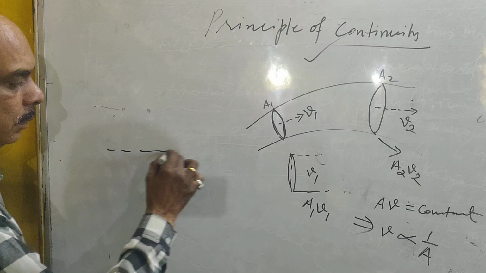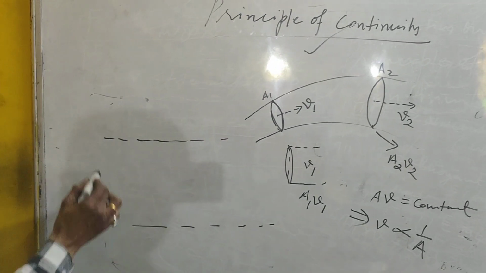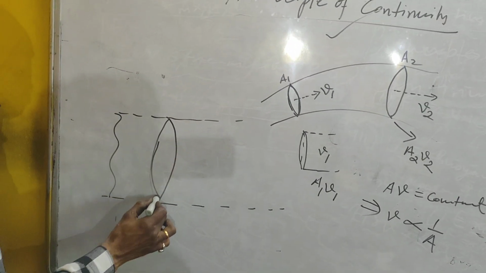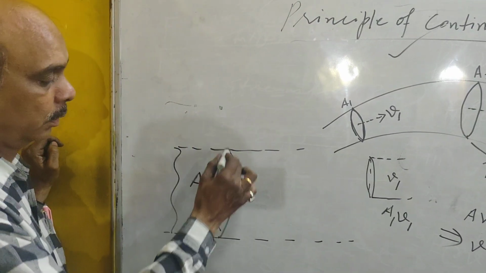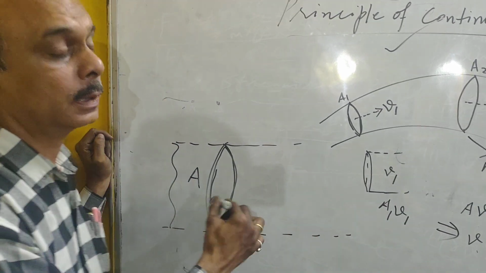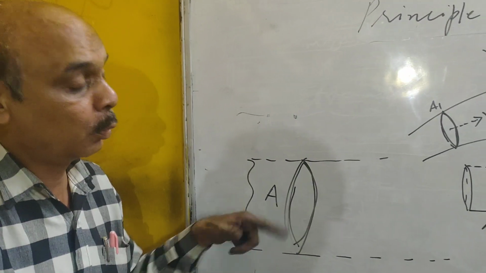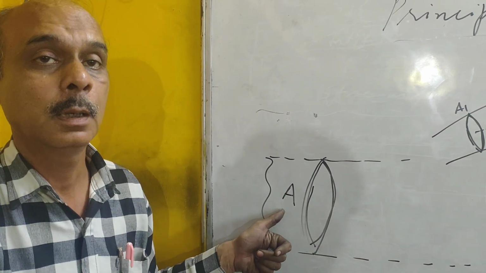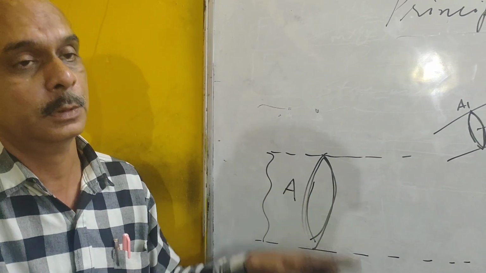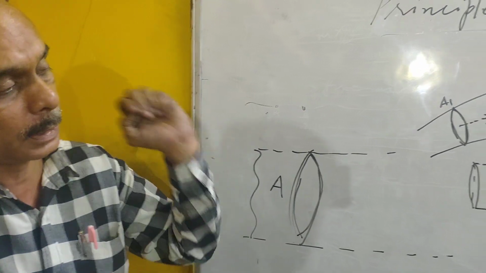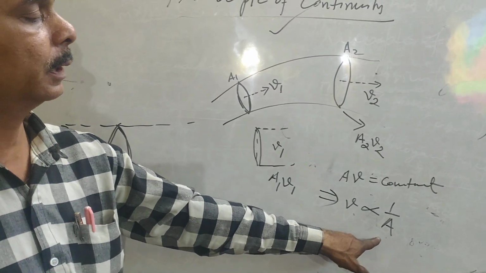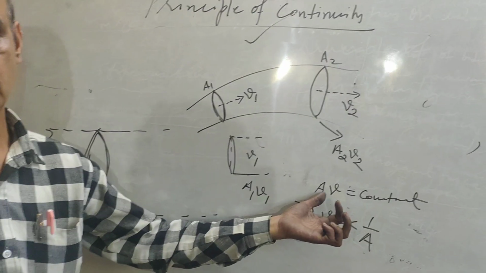Suppose we consider the flow of any river, and if the depth of the river is more, then what is more? Cross-sectional area is more. If A is more, V is less. That's why all the rivers having more depth will run with less velocity. So according to the principle of continuity, velocity of the flow is inversely proportional to cross-sectional area, or you can write AV is always constant.